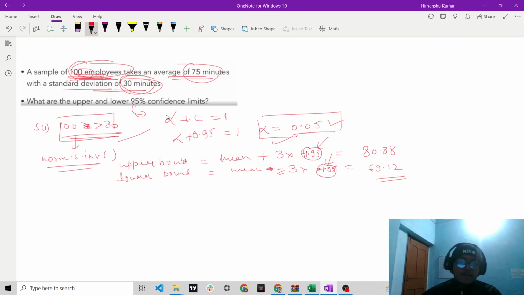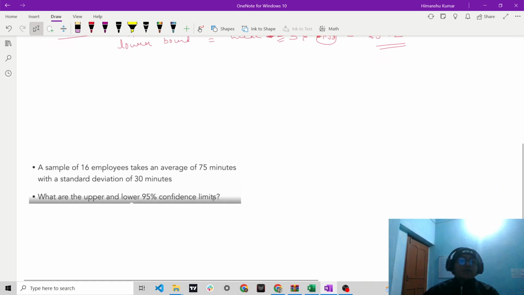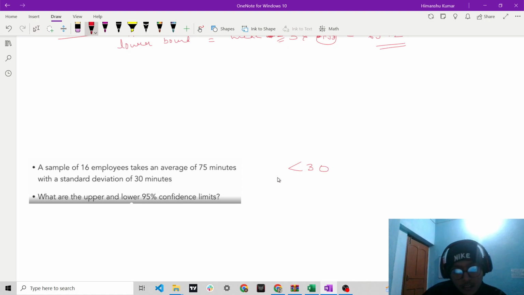So this is the upper bound and the lower bound which you get for a sample size greater than 30. Now we'll talk about when your sample size is less than 30. Here the sample size is 60, and all the other values are the same actually. But here you can see the sample size is 16, which is less than 30. And if the sample size is less than 30, in that case, as I have said, we will use the t.inv function.